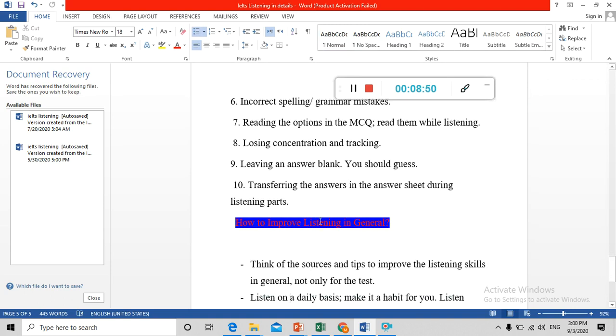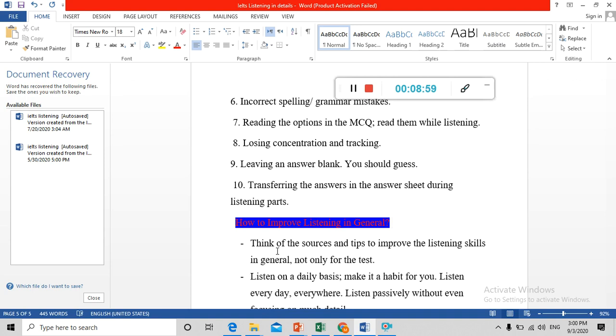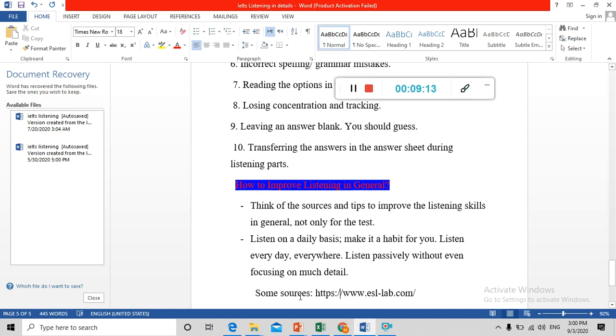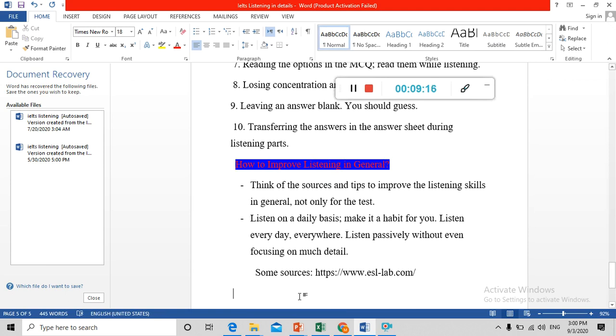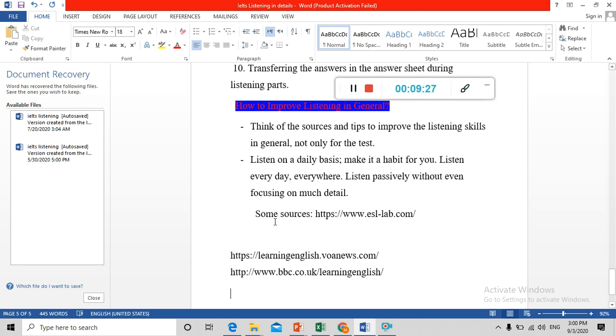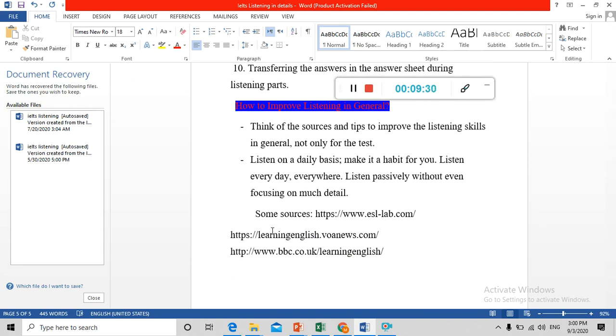The last part we're going to discuss today: how to improve listening in general. Think of the sources and tips to improve the listening skills in general, not for the test. Listen on a daily basis. Make it a habit for you. Listen every day, everywhere. Listen passively without even focusing on much detail, as if you listen to some songs and some radio programs. Some sources: I attach to you some sources to improve your listening.